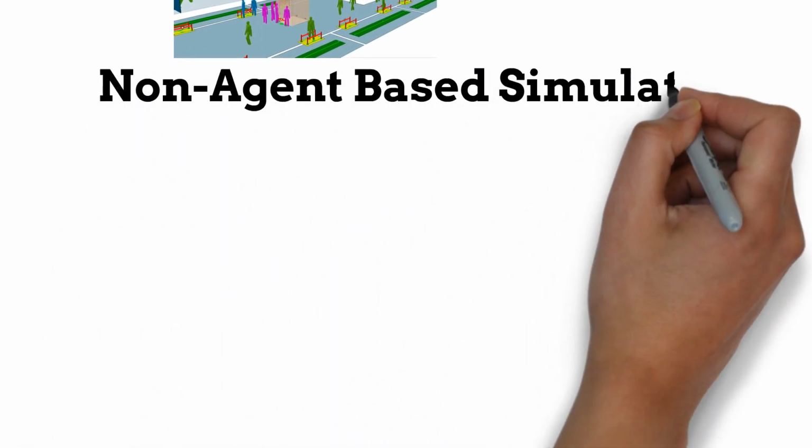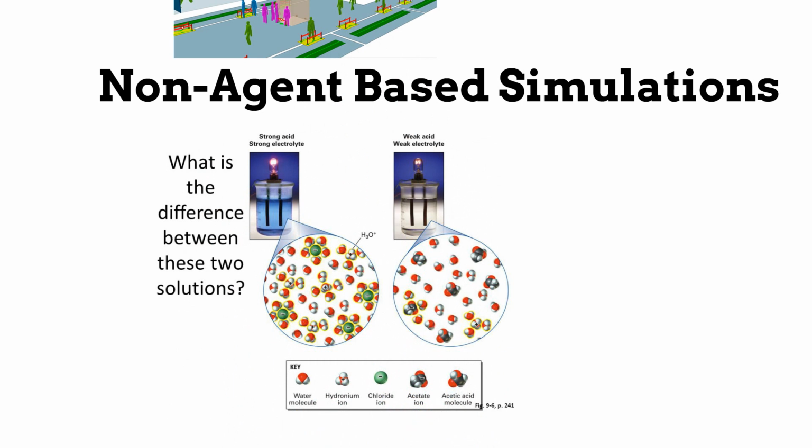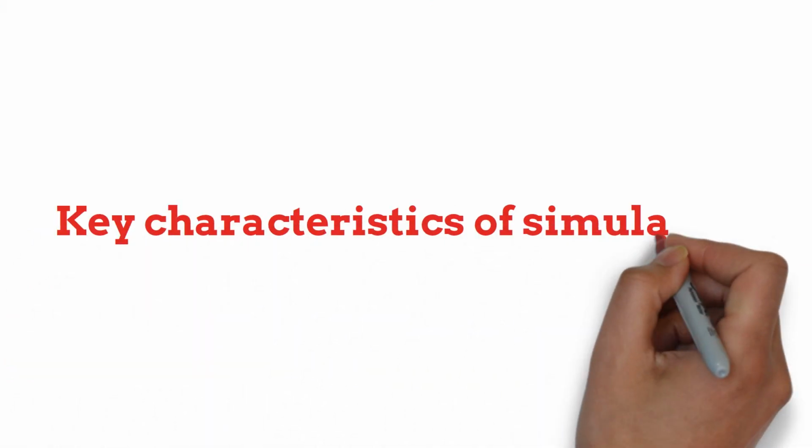Non-agent-based simulations. They do not emphasize individual agents and may represent system components as a whole. For example, modeling the behavior of a chemical reaction as a whole without focusing on individual molecules. There are certain key characteristics of simulation.